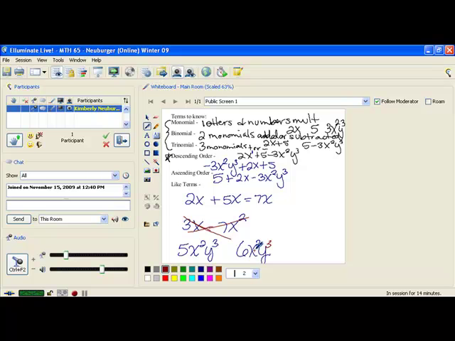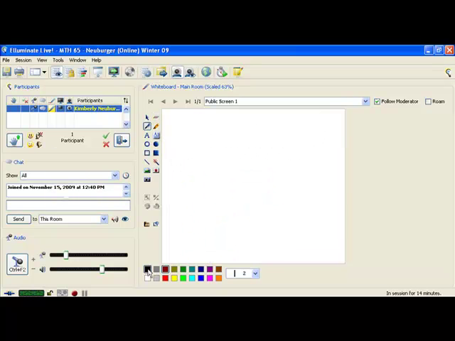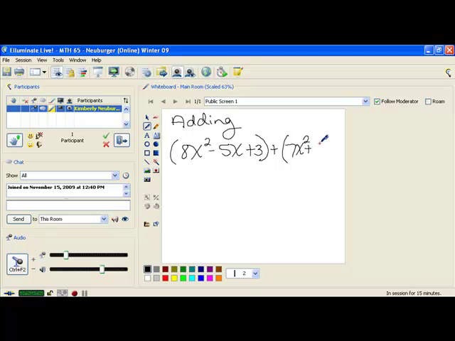So those are your basic terms that you have, and the things that you'll need to know in order to be able to know what the problems in your textbook are asking you when you're dealing with your polynomials. Now let's take a look at how to add and subtract polynomials. We're going to start with adding. Let's say that you have a trinomial that is 8x squared minus 5x plus 3. And you're adding to that a 7x squared plus 9x minus 5.